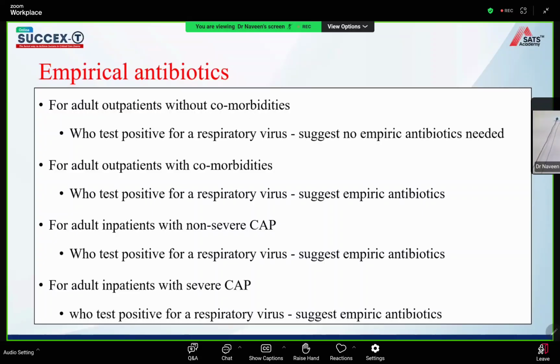What about the role of empirical antibiotics? As I already told, if a patient tests positive for a respiratory virus, is there any role of empirical antibiotics? Yes, empirical antibiotics should be started if it is an outpatient with comorbidities, or an inpatient with non-severe CAP as well as severe CAP. Generally, in patients with respiratory virus infection also, you have to start empirical antibiotics, whereas in outpatients, you start when the patient has comorbidities. What comorbidities? Chronic lung, liver, renal disease, diabetes, chronic alcoholism kind of comorbidities.